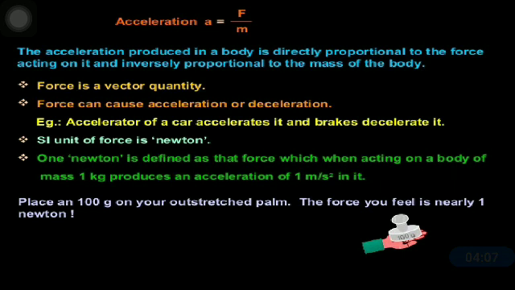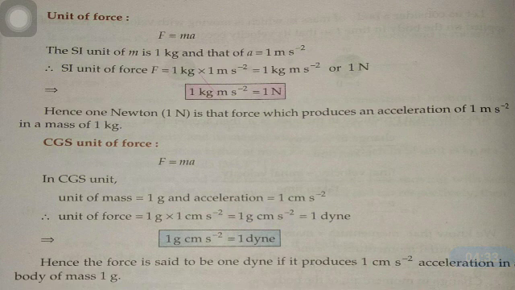The SI unit of force is Newton, and 1 Newton is defined as that force which when acting on a body of mass 1 kilogram produces an acceleration of 1 meter per second square in it. So if you place 100 gram of weight on your outstretched palm, the force you feel is nearly 1 unit. Now let us discuss the units of force. We know the unit of force is Newton. So let us see, 1 Newton is equal to what?